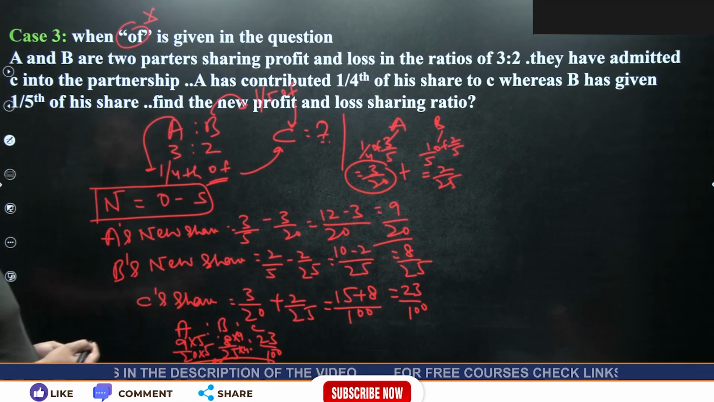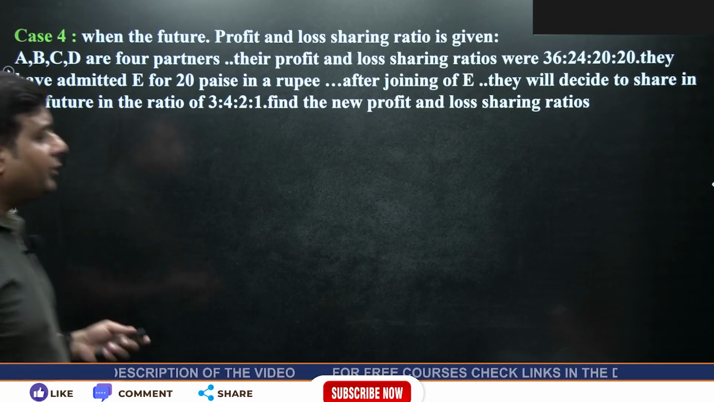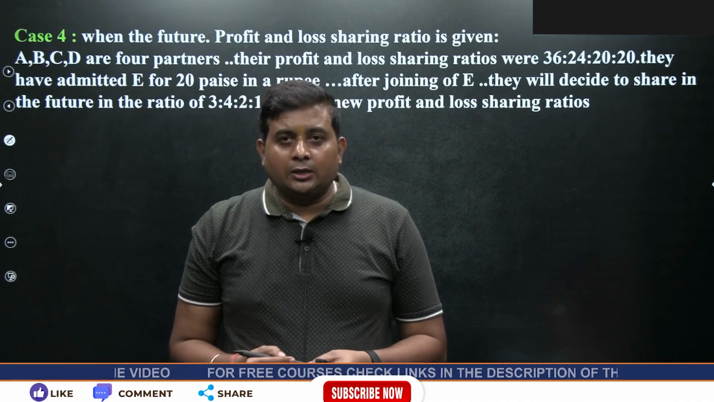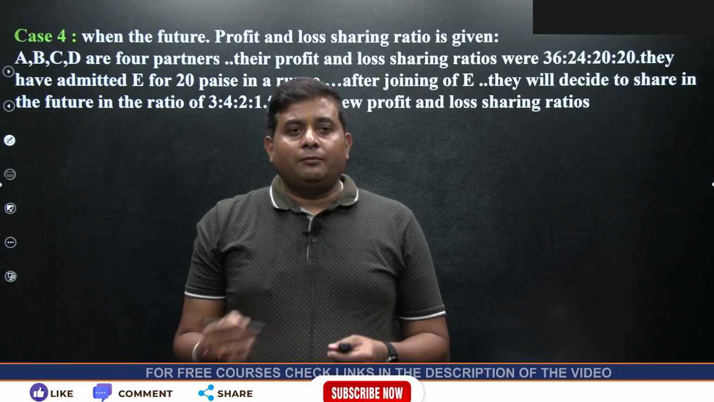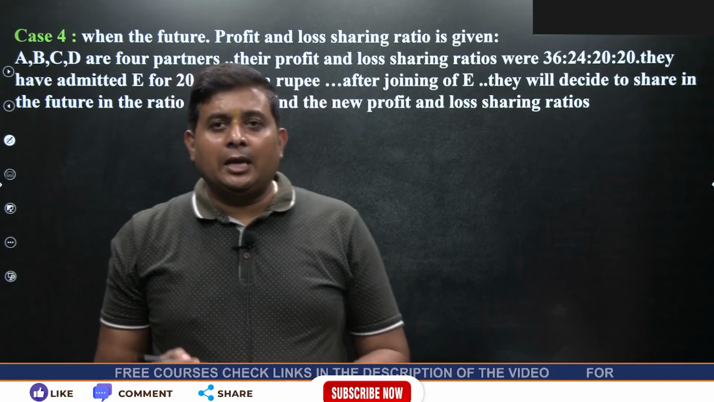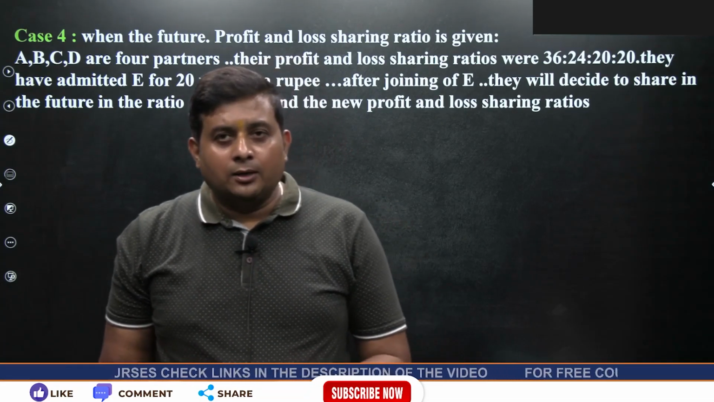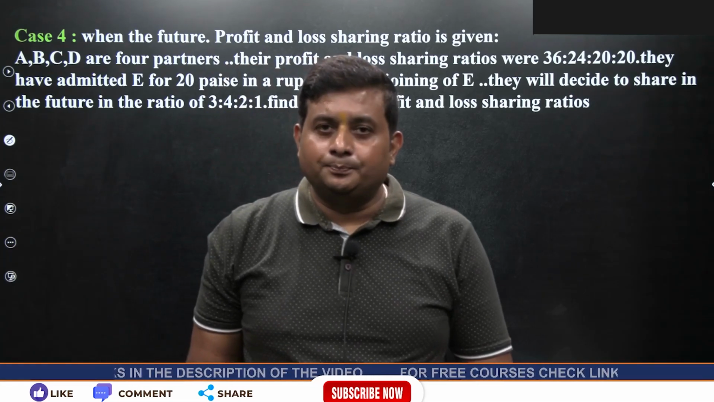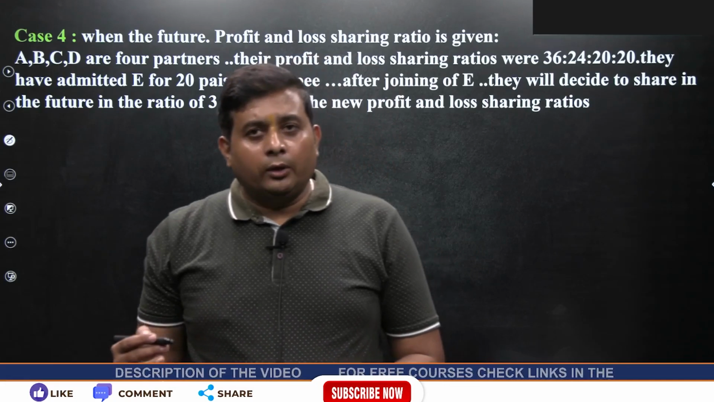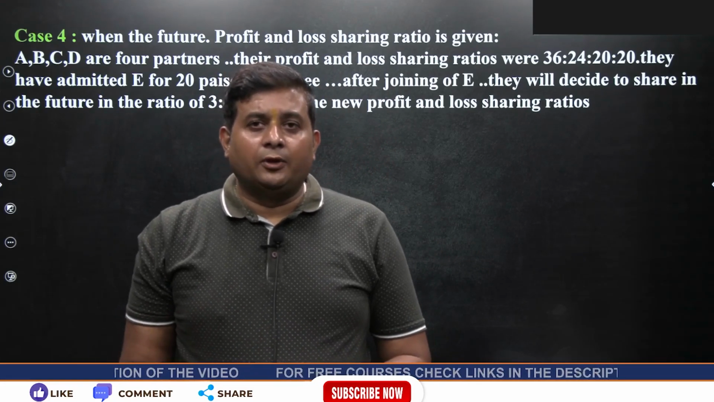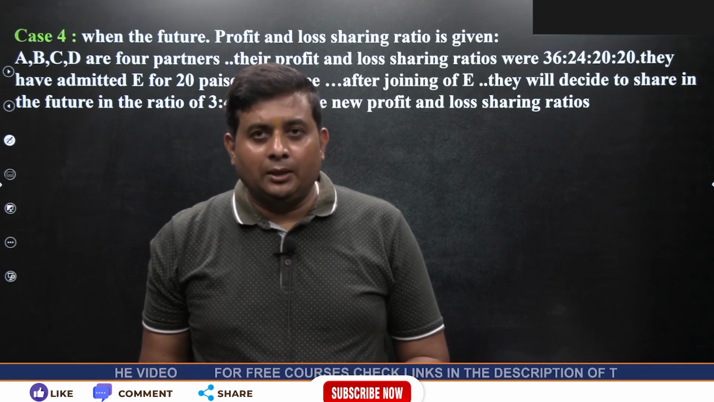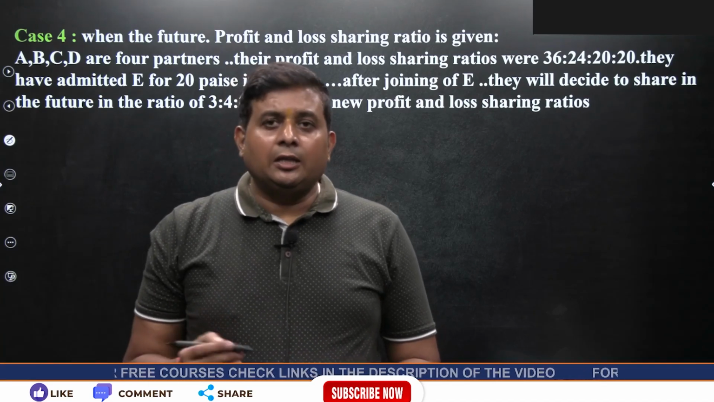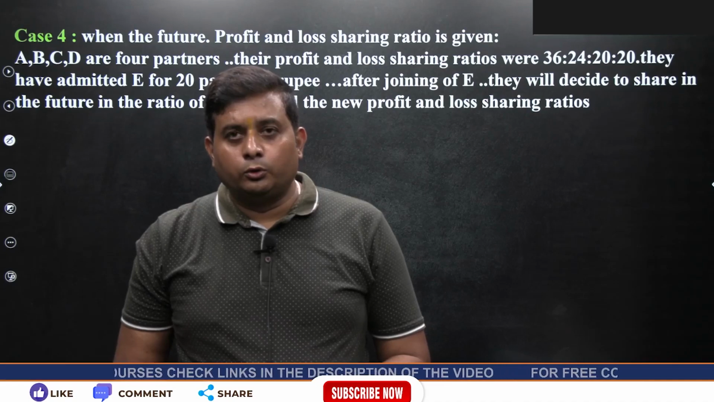Now moving to the next: when the future profit and loss sharing ratio of the partners is given. I have taken an example that A, B, C and D were the 4 partners having a share of 36 is to 24 is to 20 is to 20. Now they are going to admit E into the partnership firm for 20 paisa in a rupee, and after the joining of E, they will decide to share in the future in the ratio of 3:4:2:1.